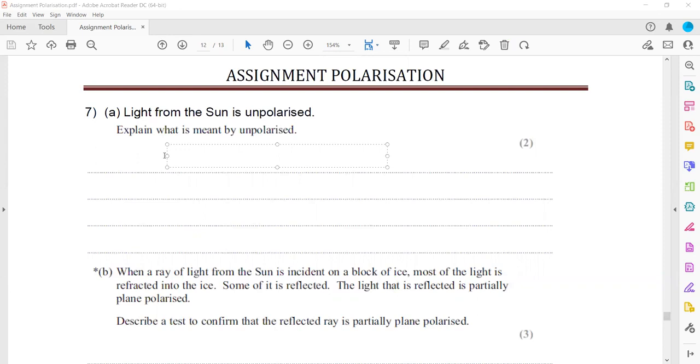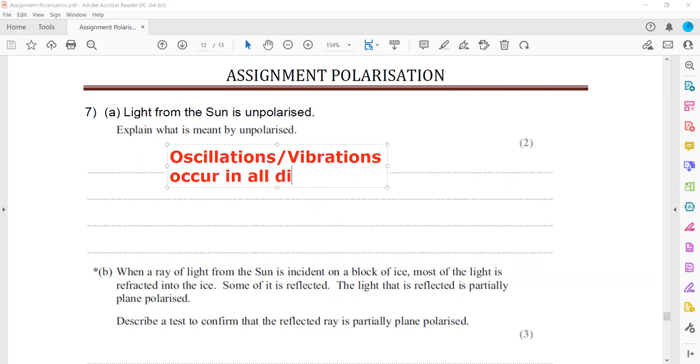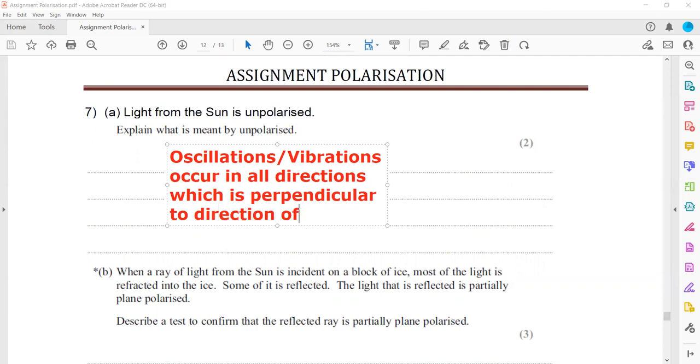It's of 2 marks. So oscillations or vibrations occur in all directions, which are perpendicular to the direction of propagation. The direction in which it propagates, that will be different.